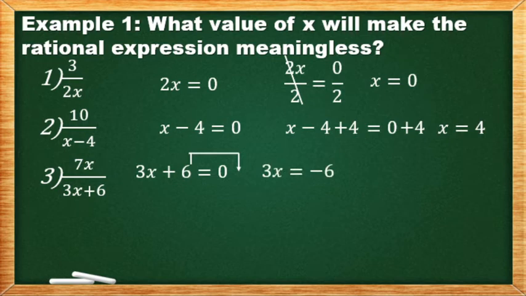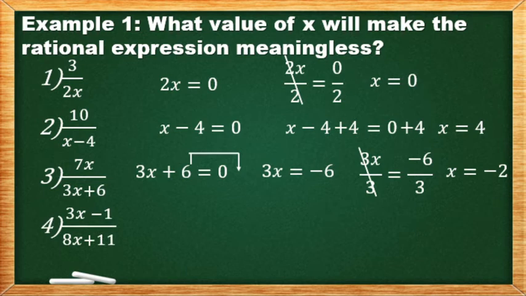Then, we need to find the value of x. Anong gagawin? Divide both sides by what? Yes, 3. Kasi ang katabi ni x ay 3. So, meron tayong 3x divided by 3 equals negative 6 divided by 3. So, therefore, our x is negative 2. And last one, 3x minus 1 all over 8x plus 11.